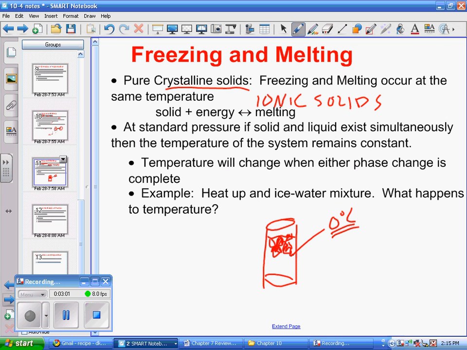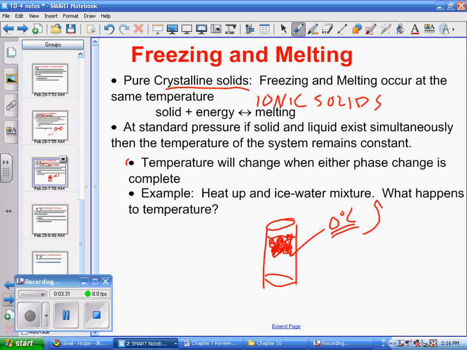And so more ice melts, it all becomes water, and then finally, once it all melts, then the temperature will start to rise. Okay, it's true, and you can find little anomalies, things to make sure that this works. You got to keep it well stirred. Okay, but other than that, this is absolutely true that a temperature will stay constant during a phase change. Here it is. Temperature will change when either phase change is complete. In other words, temperature stays constant during a phase change.